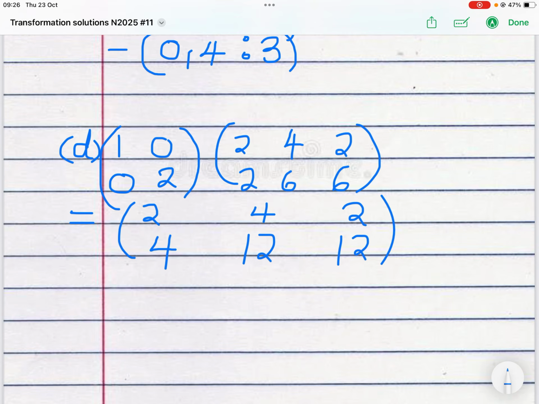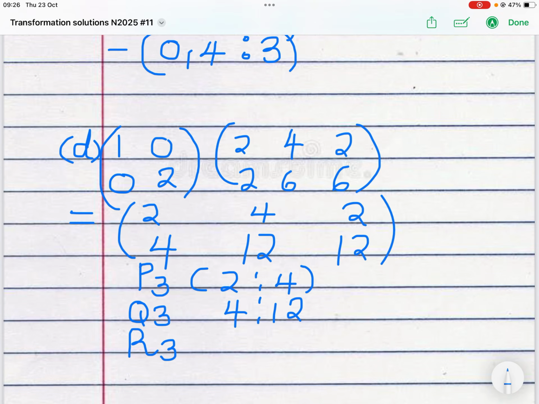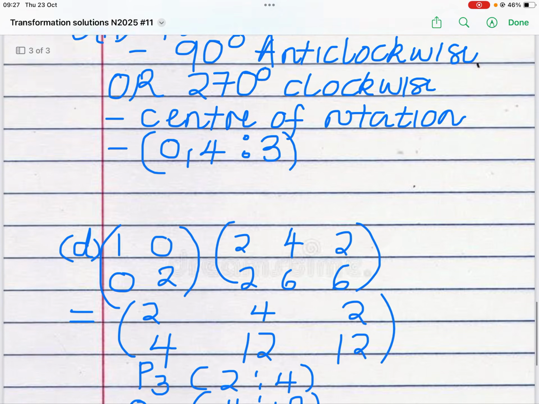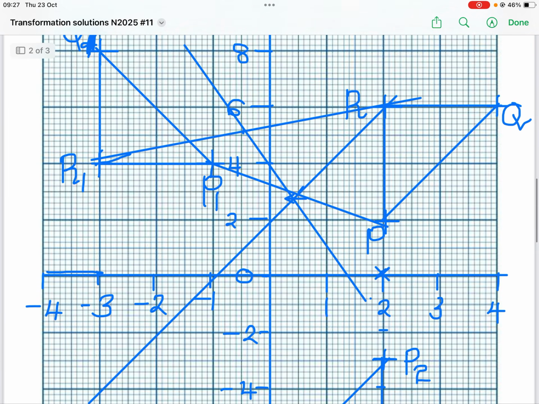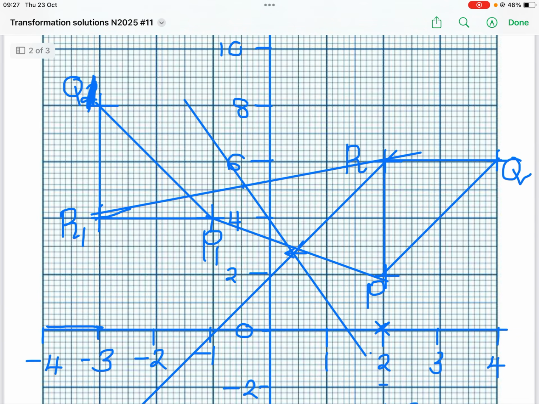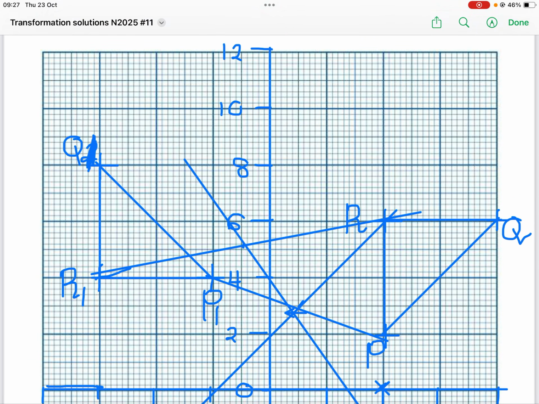This is our P3. Our P3 is (2, 4). Our Q3, it is (4, 12). Then our other 3, it is (2, 12). So we need to plot these points on our graph and join in order to have our triangle P3, Q3, R3. So let us plot (2, 4) first. We are saying 2 in the x-axis and 4 in the y-axis. So we are going to plot this point.